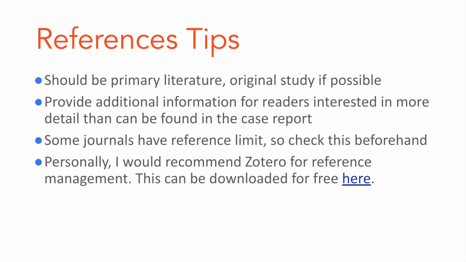References should be to primary literature whenever possible. If you found information in a review article, trace it back to the original source. Reference limits vary by journal, so check guidelines beforehand. Think of references as sources for further reading, not citations for every detail. You should use reference management tools like Zotero, my favorite, or Mendeley, Aaron's favorite, to stay organized.